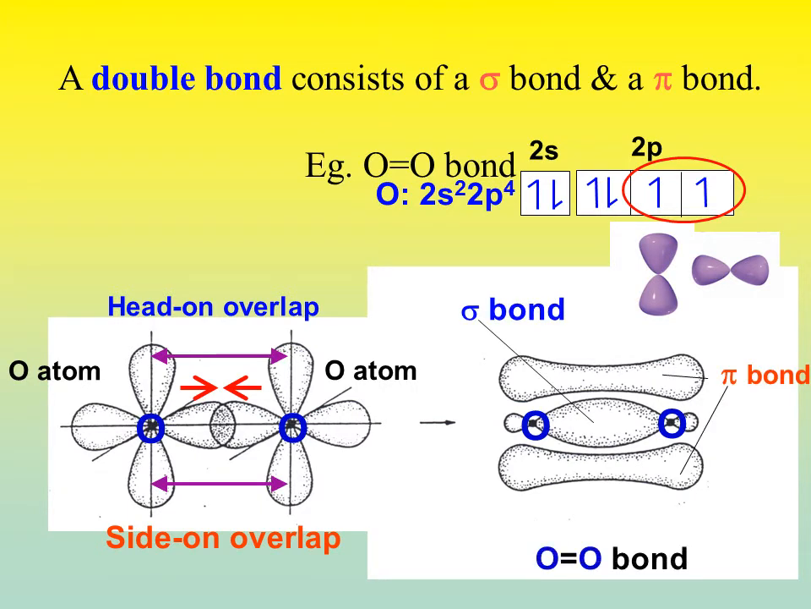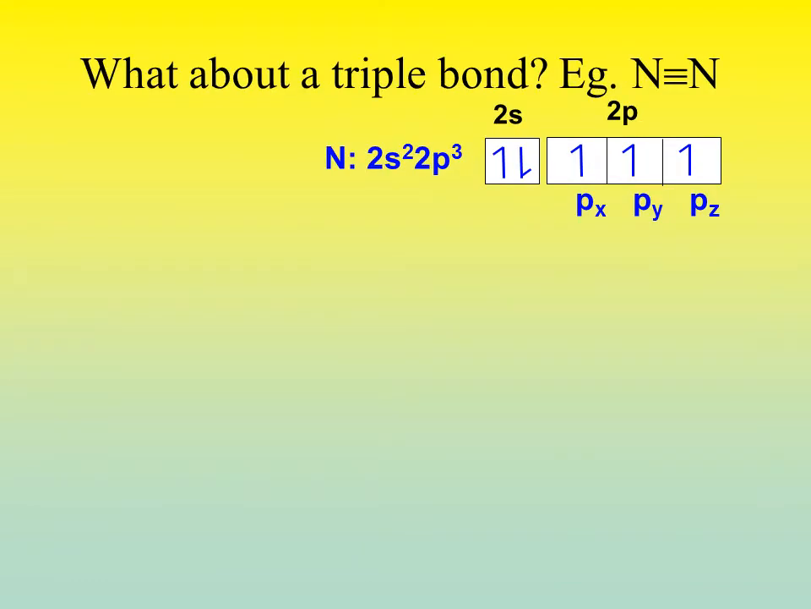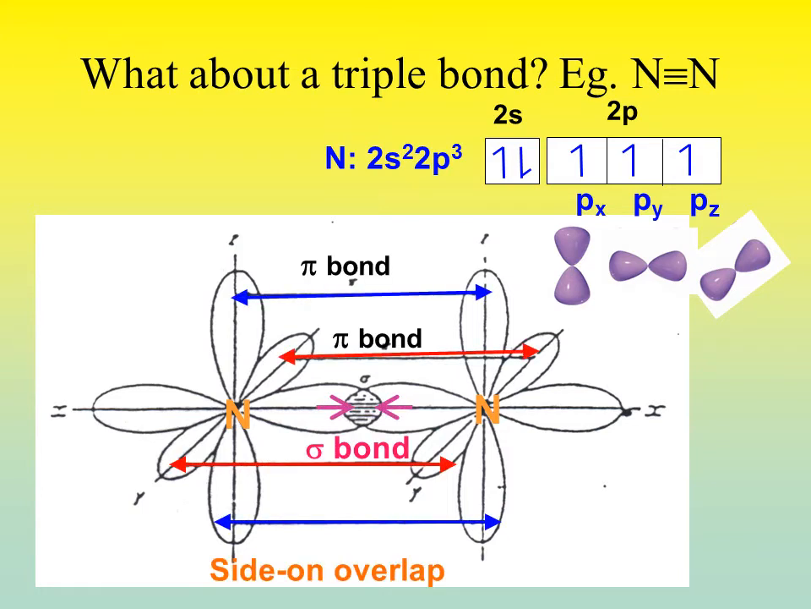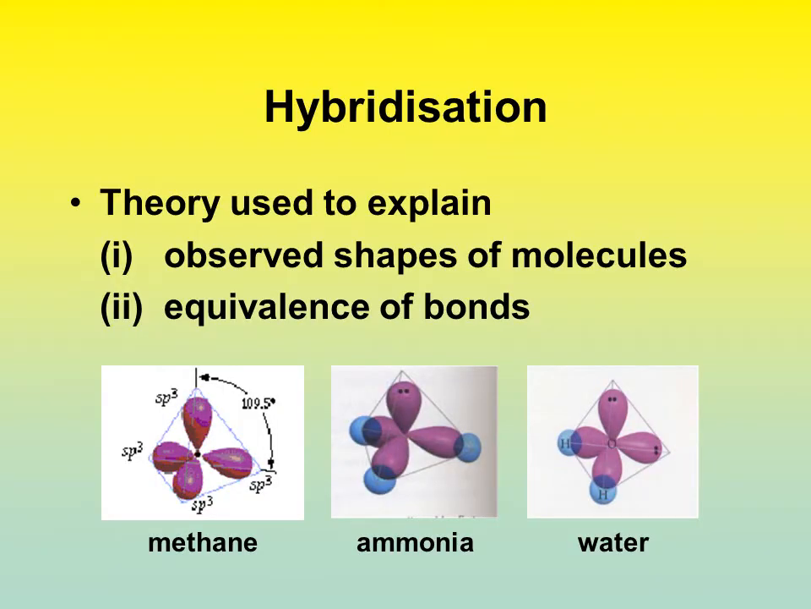In this diagram, we see nitrogen, which has a configuration of 1s2, 2s2, 2p3. Therefore, it has three unpaired p orbitals. One of the unpaired p orbitals is used for the sigma bond, and the other two p orbitals are used for the pi bond. Let us now look at the theory of hybridization. The theory of hybridization is used to explain the shapes of molecules and the equivalence of the bonds used.